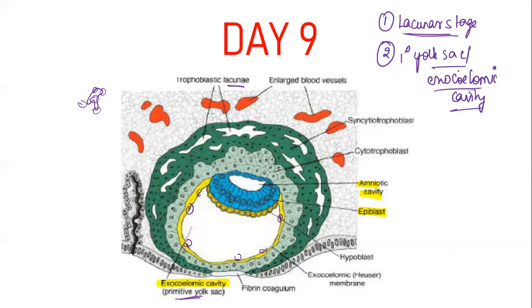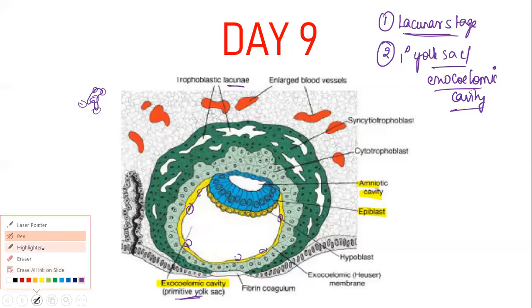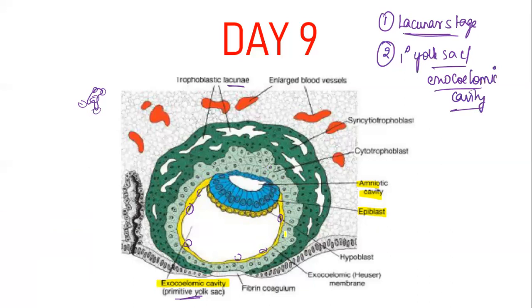They can ask you in your exams the two important features of day 9 development. One is the lacunar stage, where the trophoblast presents with lacunae. The second one is the formation of the exocelomic cavity or the primitive yolk sac. These are the derivatives of the inner cell mass, and this one is your trophoblastic layer. This cytotrophoblast and the primitive yolk sac are separated by a membrane called the exocelomic membrane. This yellow one here is the exocelomic membrane, which separates the exocelomic cavity from your cytotrophoblast. It is called the exocelomic or Heuser's membrane. So this is what happens in day 9.